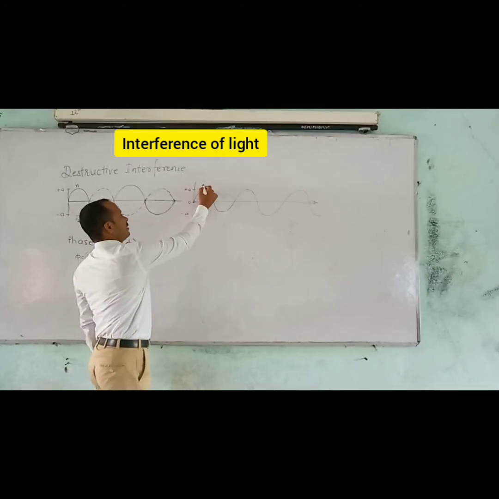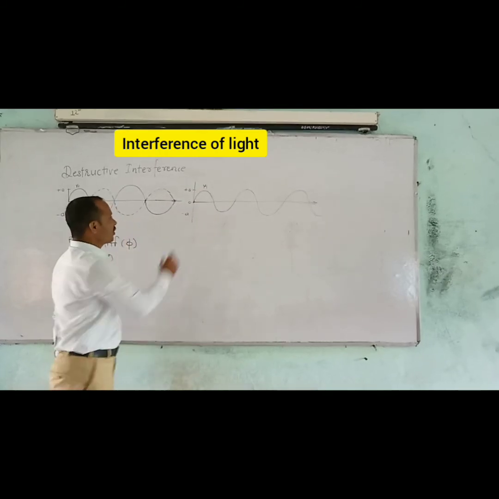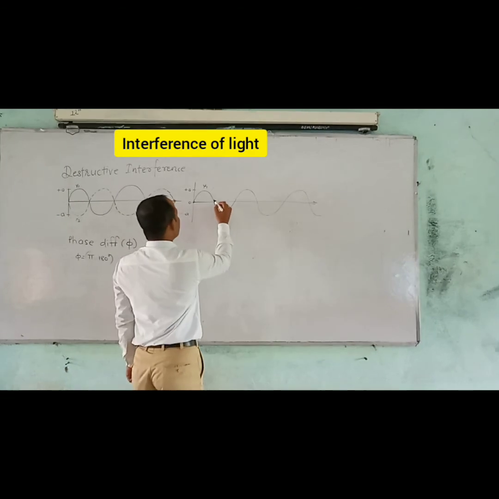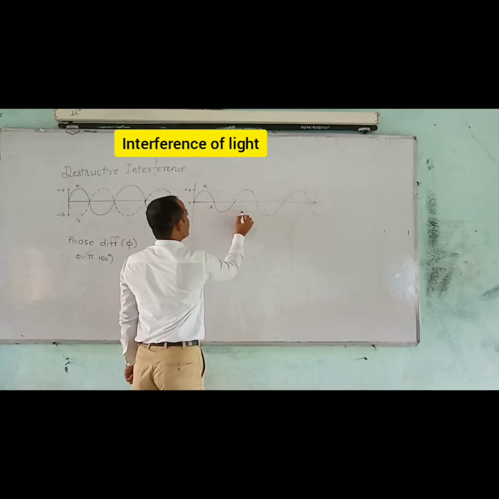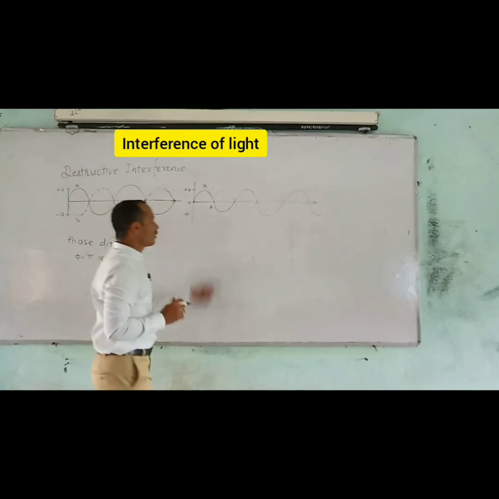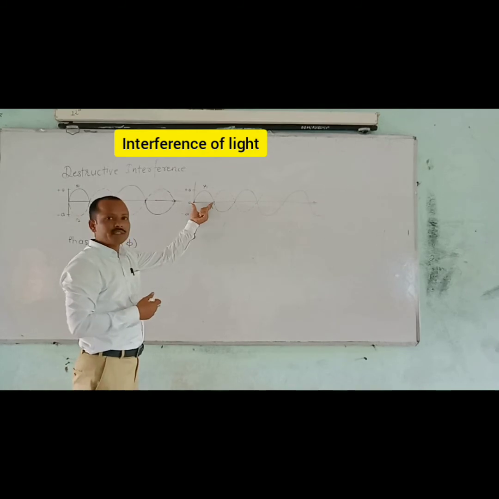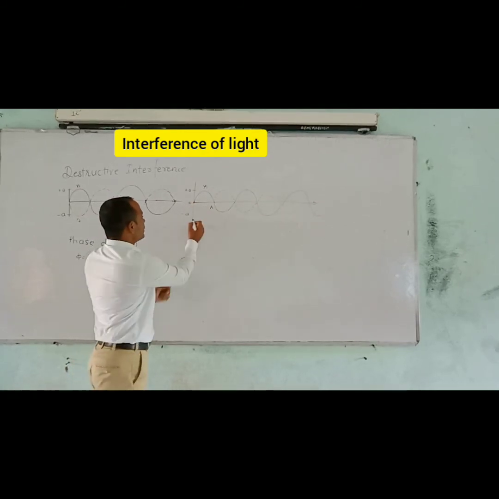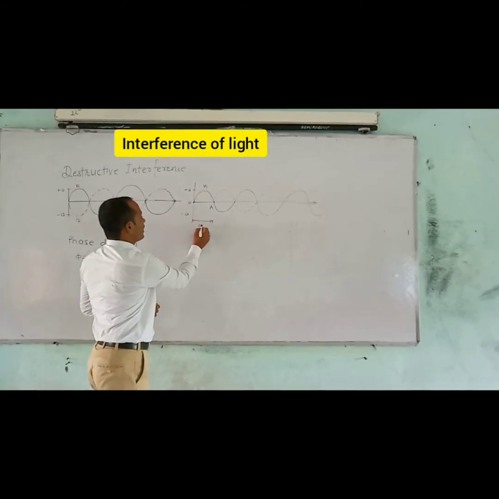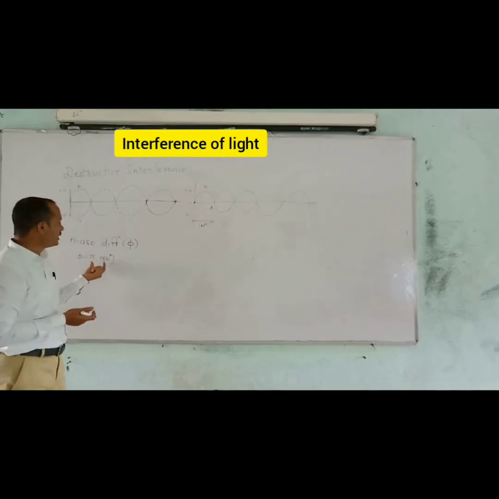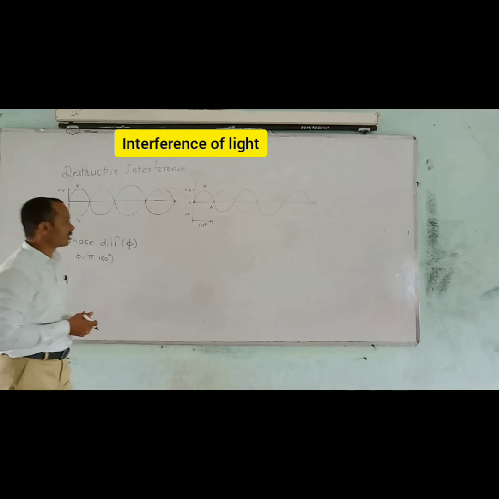Suppose the first wave y1 starts from the point O, and another one starts from the point A. When the other wave starts from the point A, what is the phase difference? The phase difference is 180 degrees here. This distance is exactly equal to 180 degrees, so it is given by pi, and when the phase difference is 180 degrees, we get destructive interference.